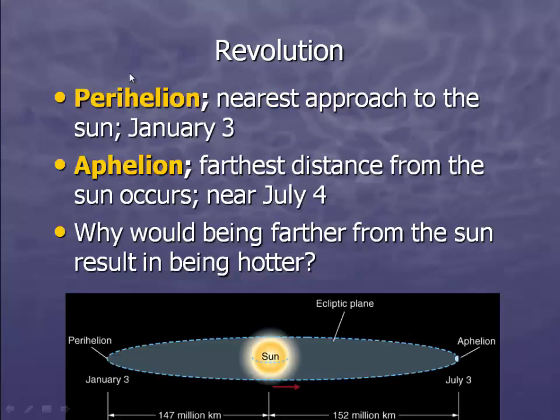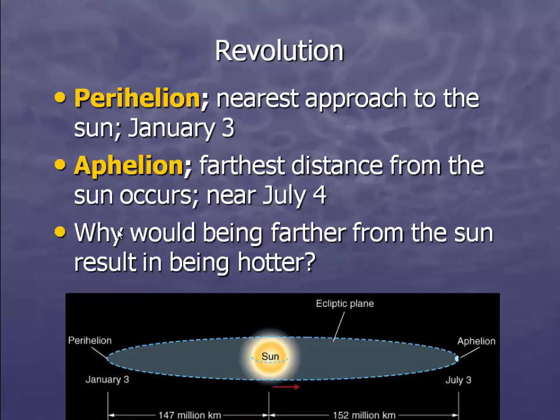So here are these 2 terms that are going to be important for test 1, the perihelion and the aphelion. Perihelion is an easy one to remember. The prefix peri in Latin means to be near or to be close to. So you can use that to your advantage there. Perihelion is the nearest approach to the sun. That happens on or about January 3rd. So the closest approach that the Earth will make to the sun happens on January 3rd.